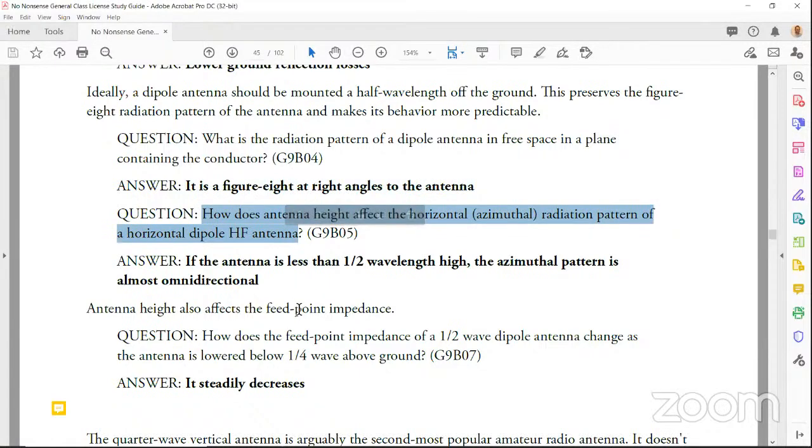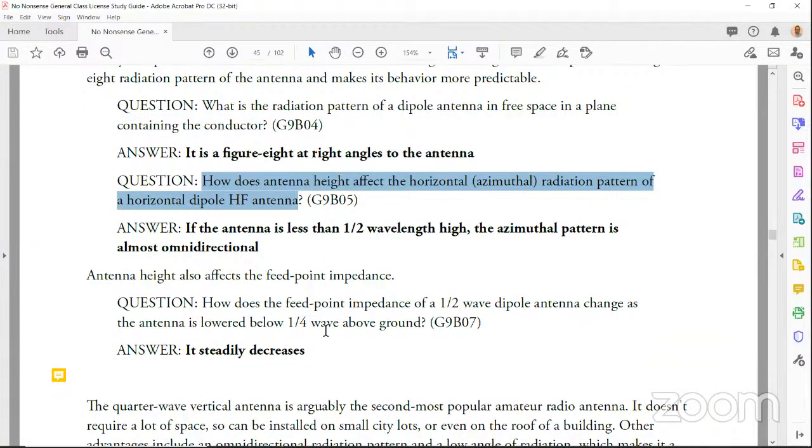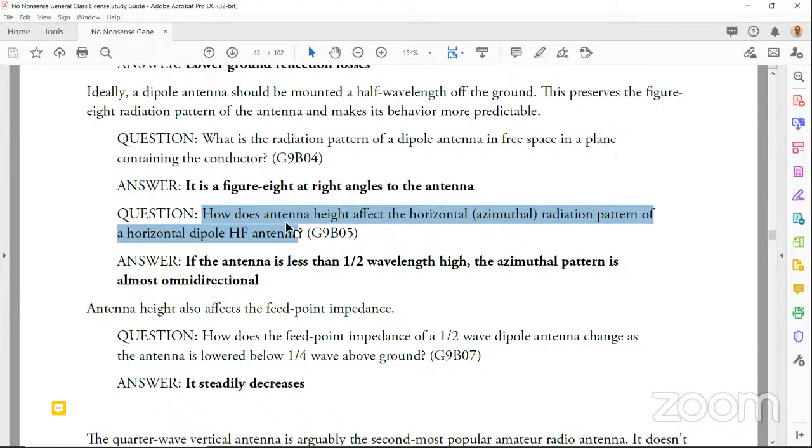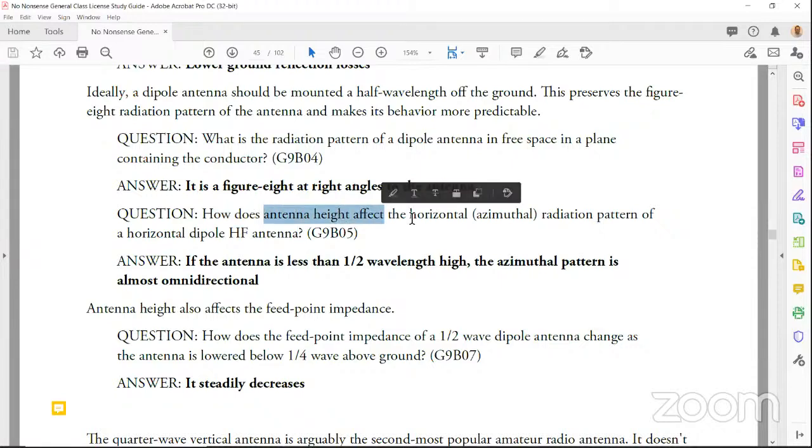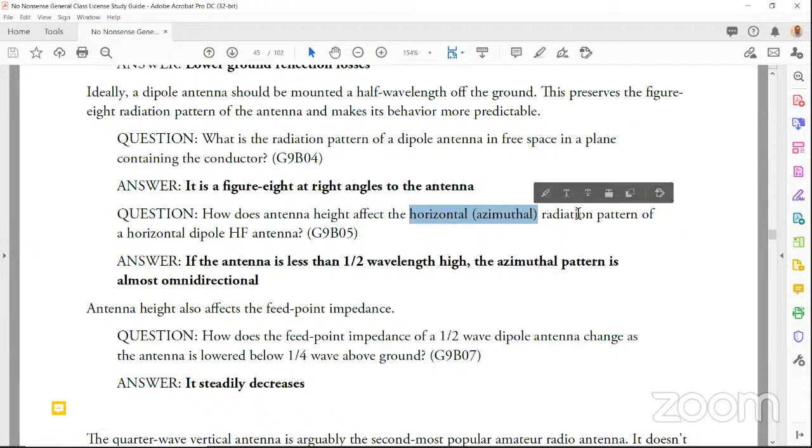Okay, next question. How does antenna height affect the horizontal or azimuthal radiation pattern of a horizontal dipole HF antenna? That sounds like a complicated question, but let's break it down. It's quite simple. You know this. What are they asking us? They're asking us how the antenna height affects the horizontal or azimuthal radiation pattern.